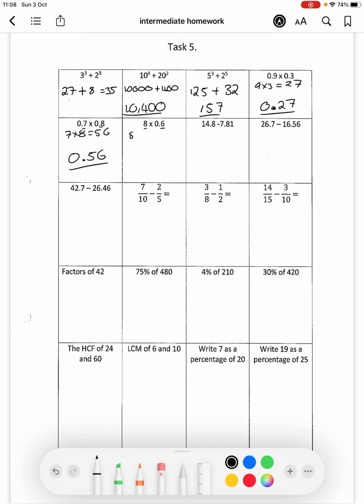Next one, 8 times 6 is 48. But in my question, I've only got 1 number after the decimal. So my answer, I only want 1 number after my decimal. So it is 4.8. Next one, we got subtracting decimals.